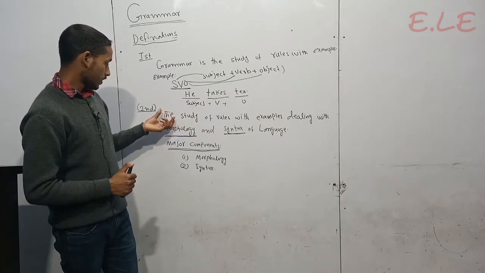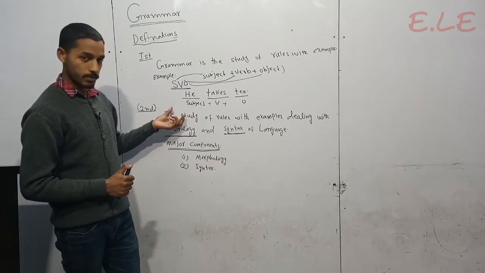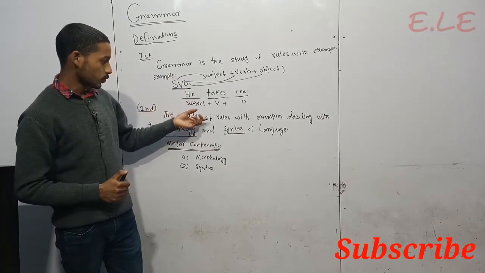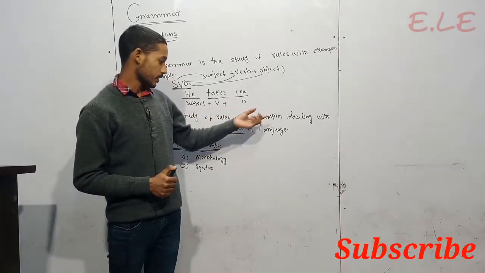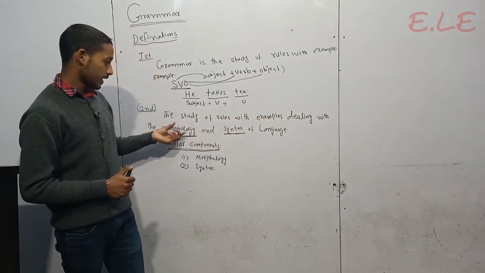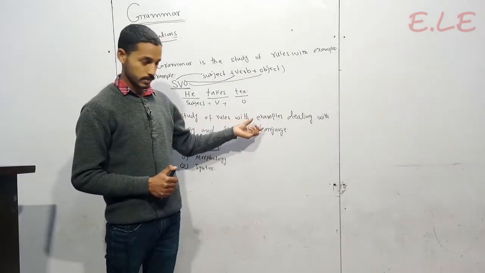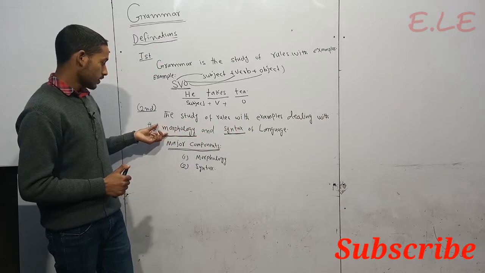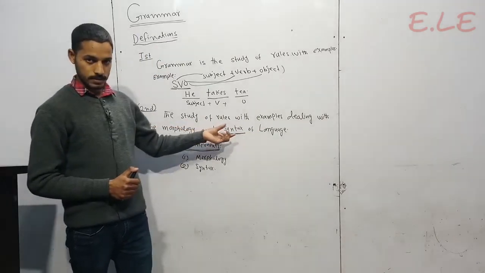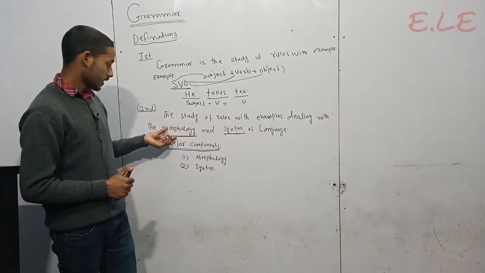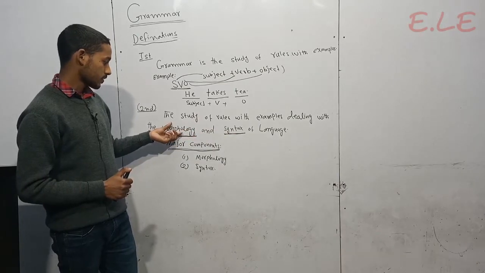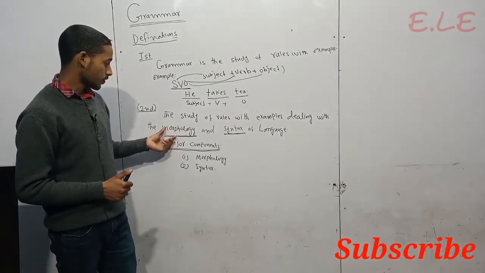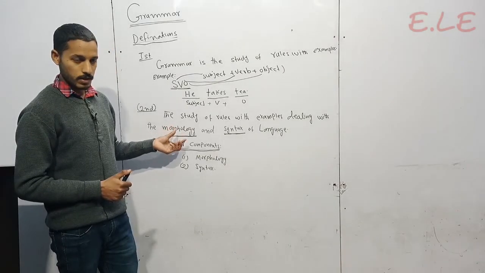And let me explain another definition that is more complicated than this. The study of rules with examples dealing with the morphology and syntax of language. There are two main components in this grammar: morphology and syntax. I will describe morphology as the study of word formation. The study of word formation is called morphology.